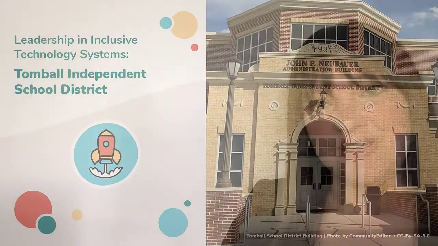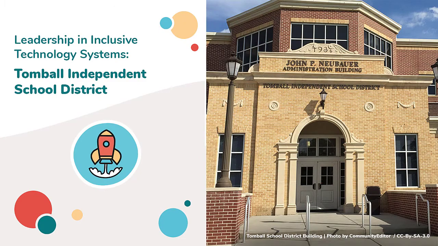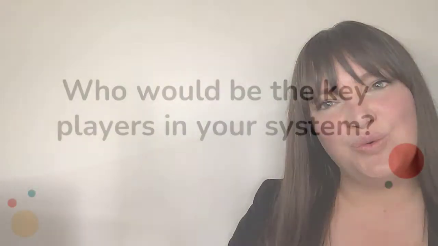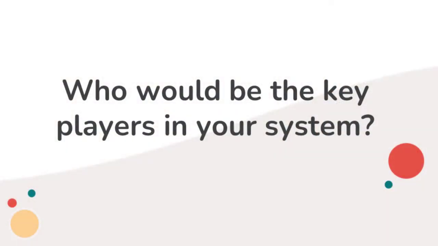The Tomball Independent School District in Tomball, Texas, identified key players that included an English language teacher and district administrators. These were the key representatives who began to build infrastructure regarding policy and procedures that ensure equity and opportunity for all learners. Consider for a moment, who would be the key players in your system?